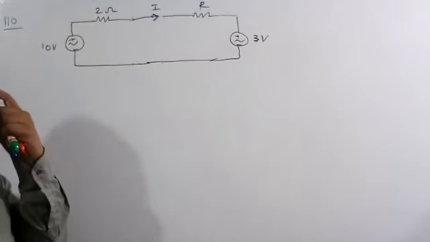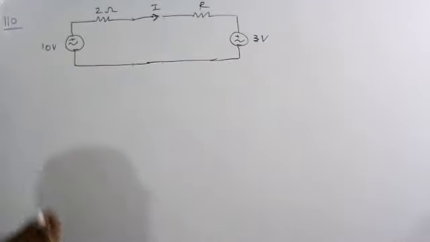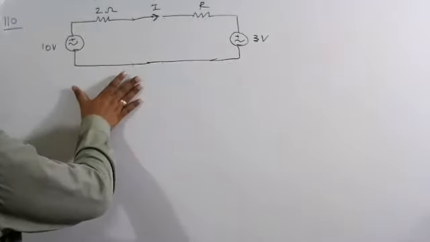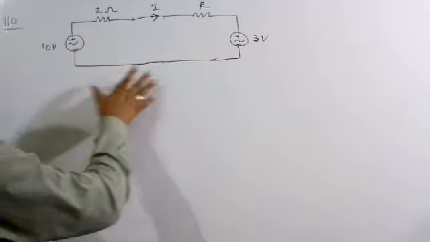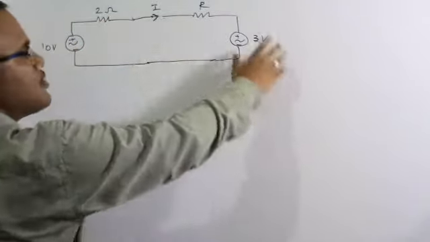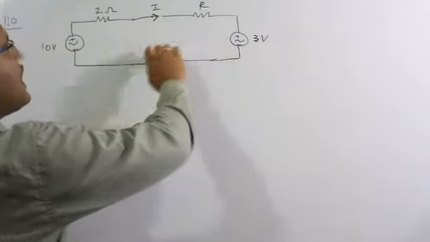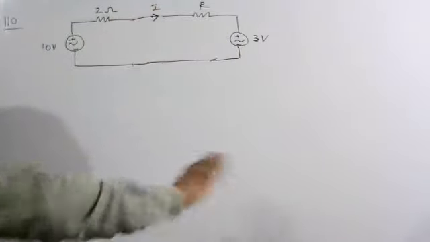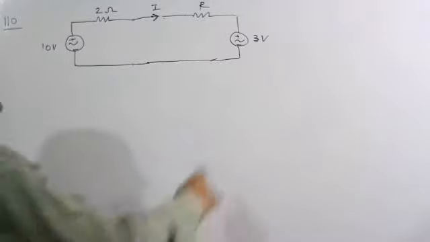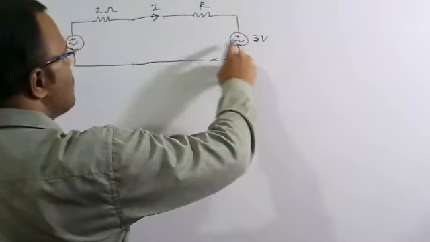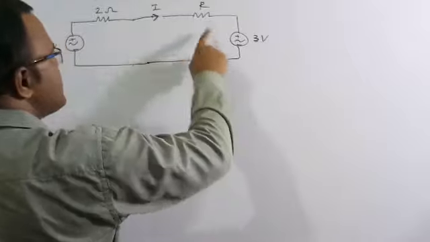Let me tell you another method to solve this numerical. Circuit A is simplified to 10 volt and 2 ohm, and circuit B is simplified in terms of voltage 3 volt and resistor R. Now I am going to do this in a very easy manner. See this 3 volt source. Let me assume the current in the circuit is I.